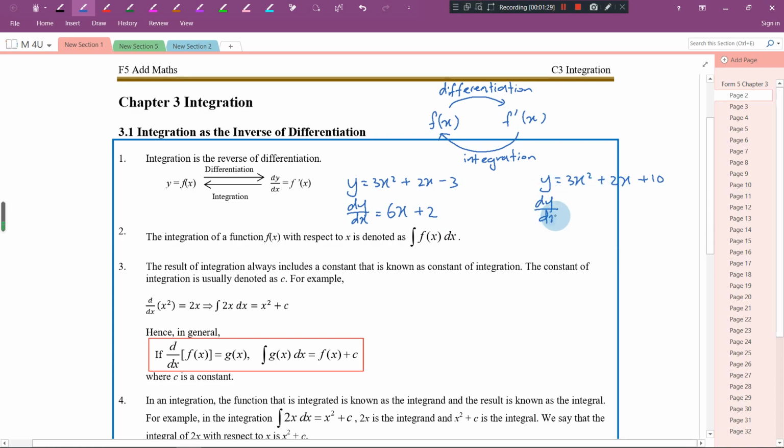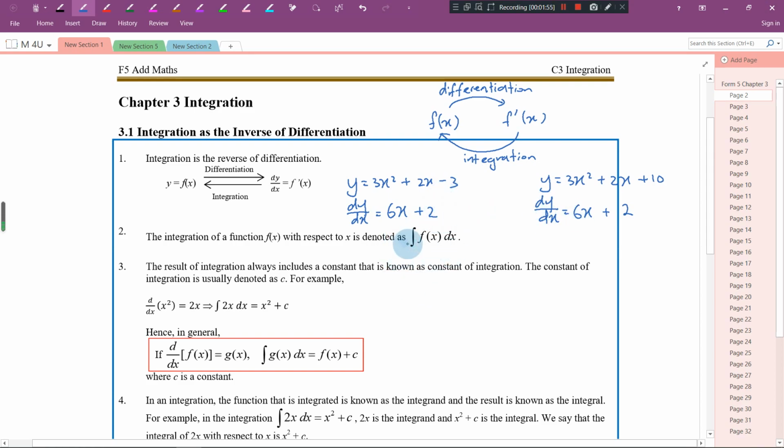dy by dx. 2 times 3, you will get 6. Copy the x, and same thing, the power always needs to minus 1. 2 minus 1, you get 1. Okay, differentiate 2x, you will get 2. Differentiate a constant, you will get 0. Okay, you will notice that even though these two functions are different, when you find their first derivative, you actually get the same thing.